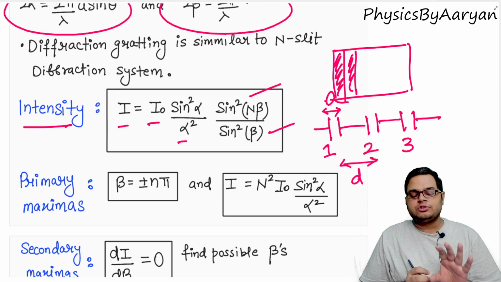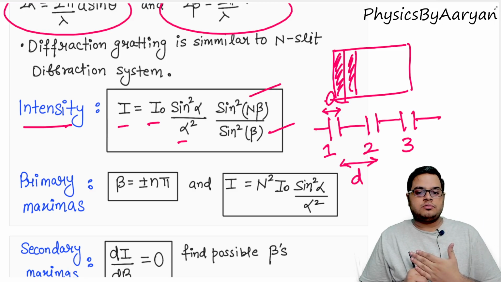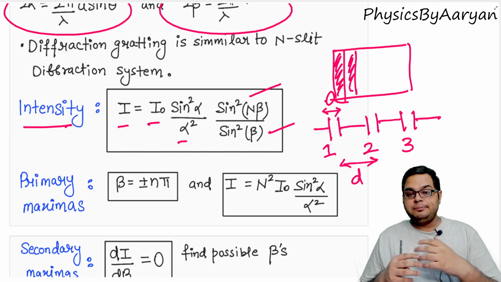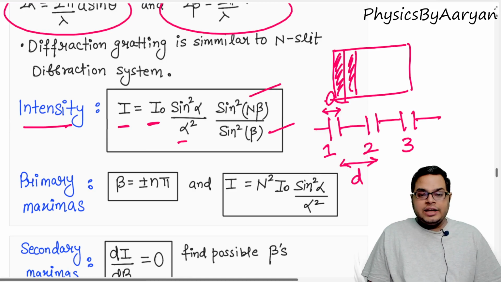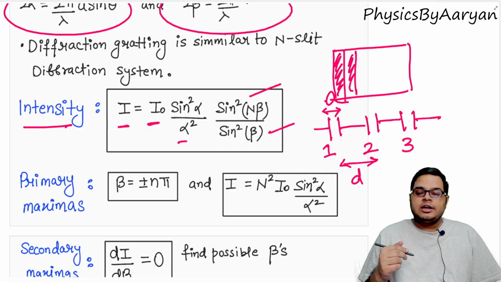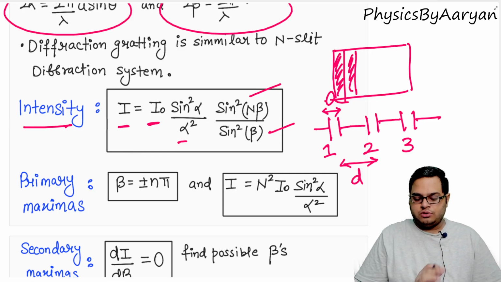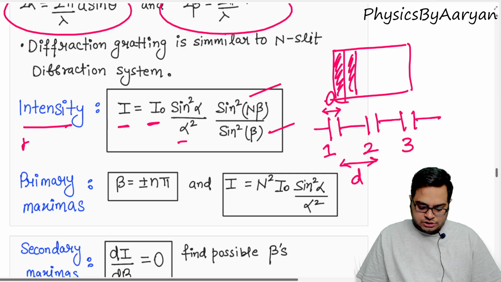In physics, you should always know that whatever graph you have, what is the equation for that graph? This graph is based on which equation? How was this graph made? So this graph is made by I equals I naught sine square alpha by alpha square sine square n beta by sine square beta. Clear? So this is your graph, or this is your equation. Very important. You have to keep this in mind and remember this.